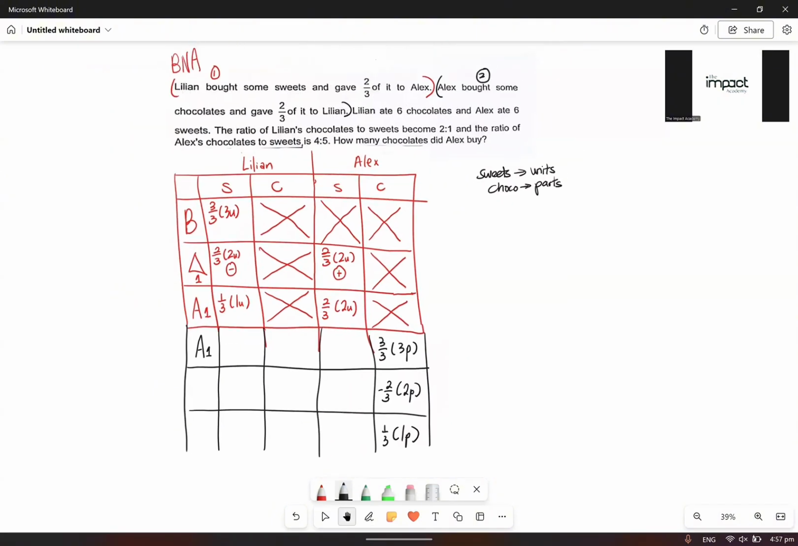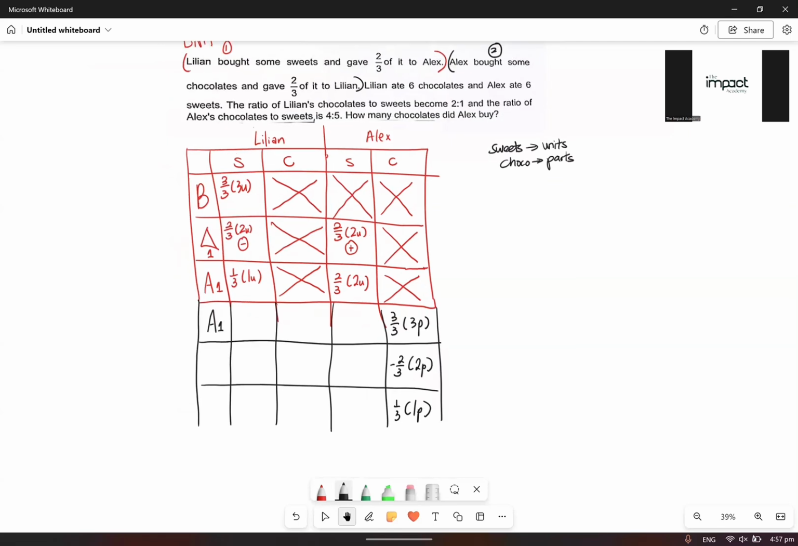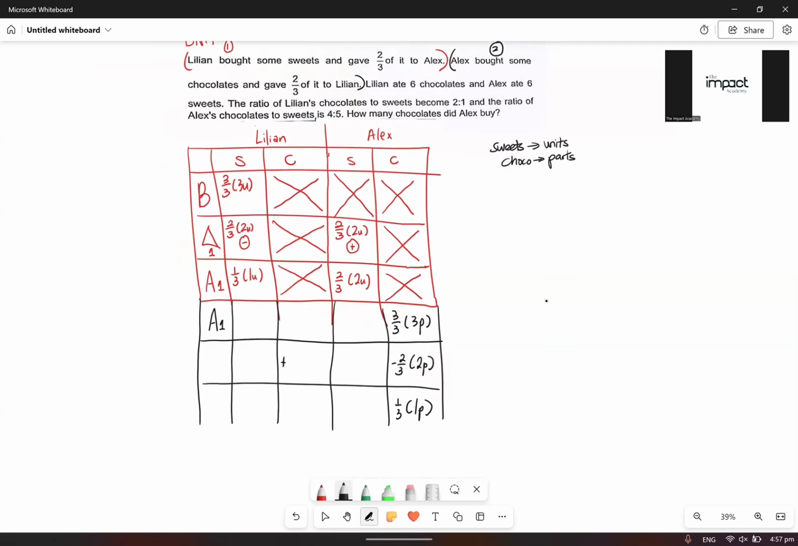Now, how much did he give to Lilian? 2/3, right? And it's chocolate, right? So you plus 2/3, and then this is 2 parts. She has 0, or you can just put X. If you find X to be confusing, just put 0. Nothing happened over here. This one, no chocolate at all. Now suddenly got chocolate, so very happy.